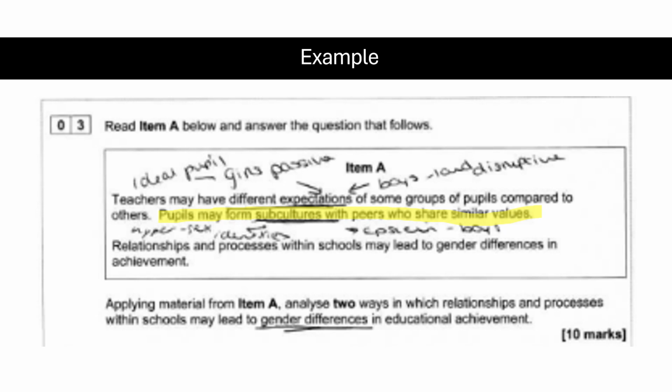So we go back to the example question and we go back to the item. You can see that the second part of the item that's been underlined is subcultures. So we've now got to construct a paragraph where we link subcultures to differences in gender and achievement. So let's have a look at how the student does it.